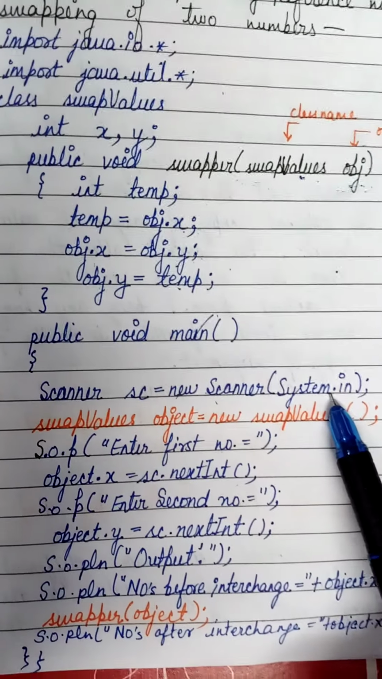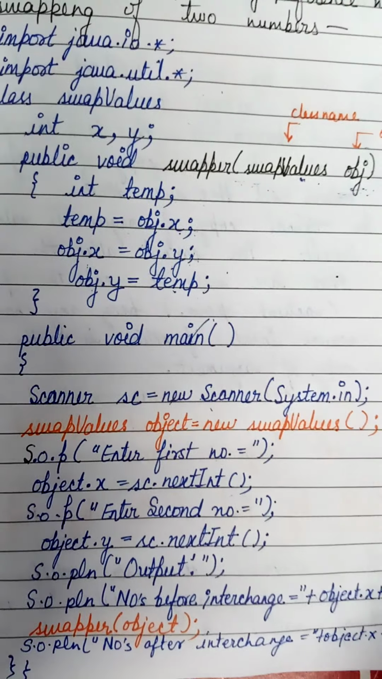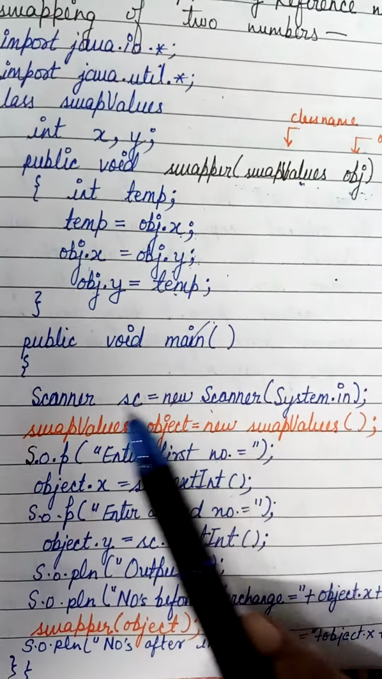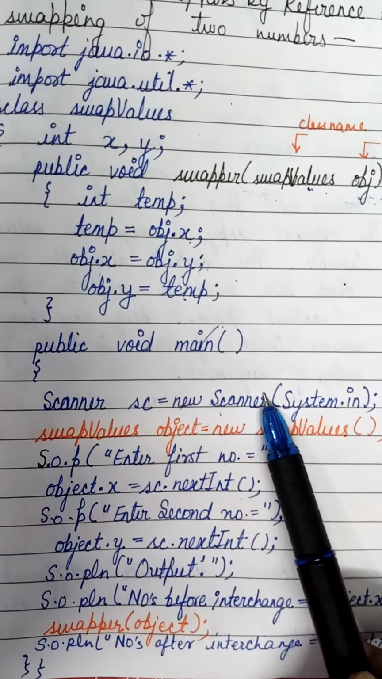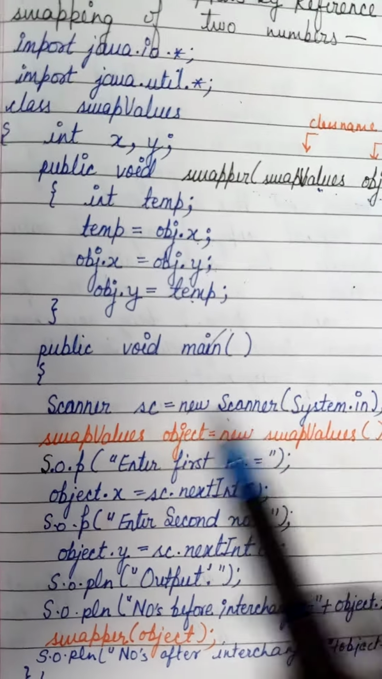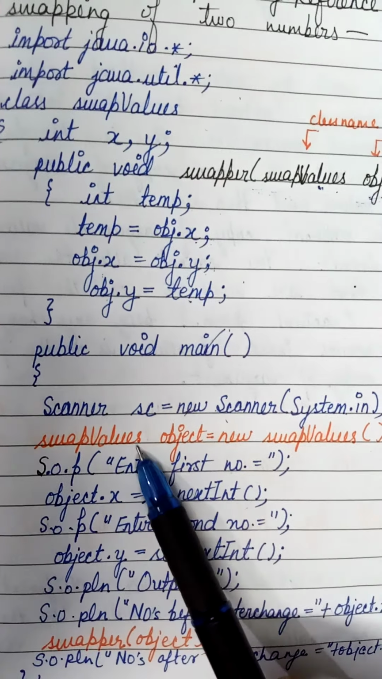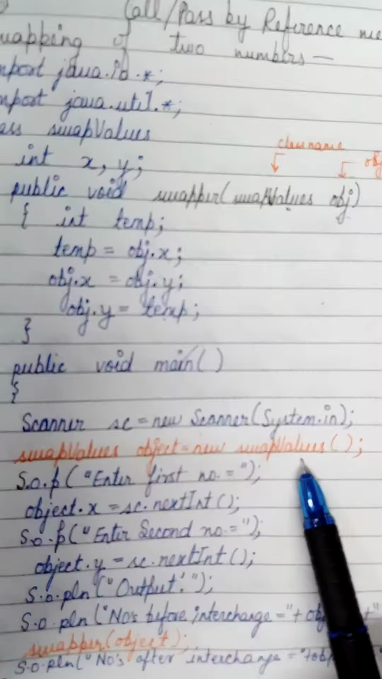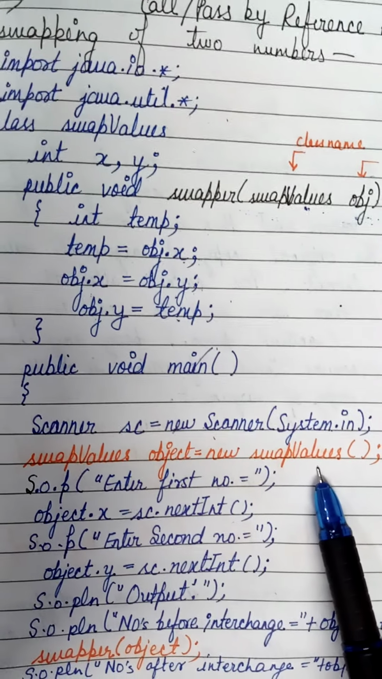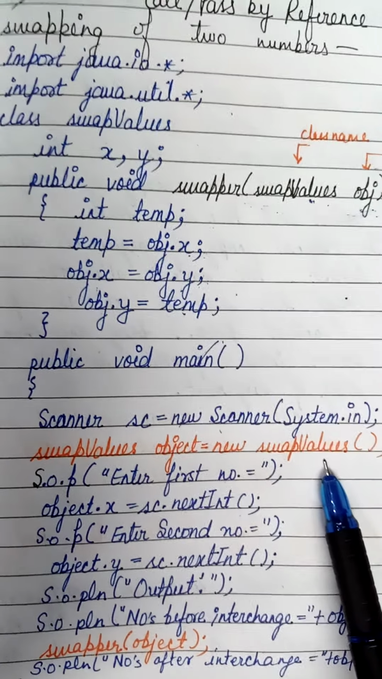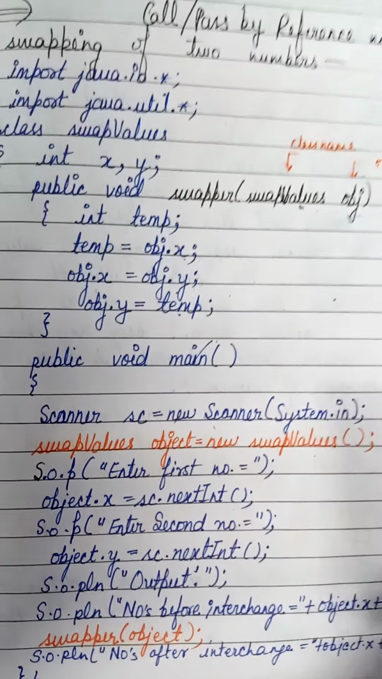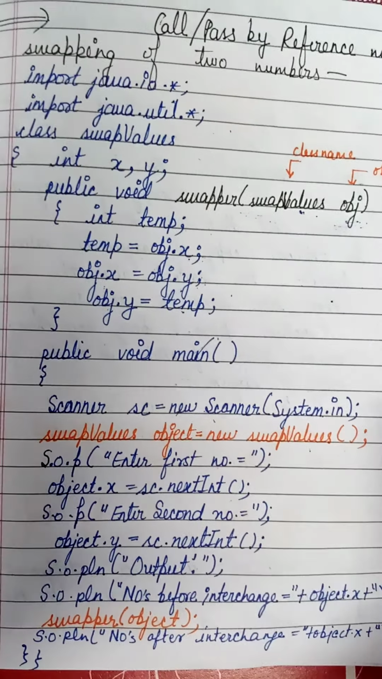Now the main function, or any other function, you can write show also. Then the object of the class will be created. A Scanner class object will be created, as we have to take input from the user. Now SwapValues object equals new SwapValues. We need to create the object of the class, as we have to pass the reference.